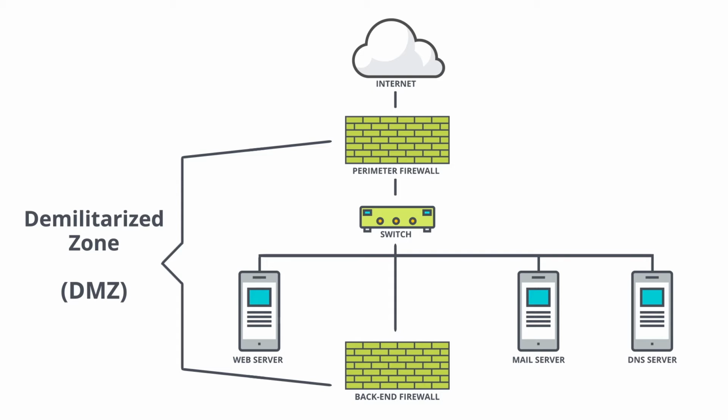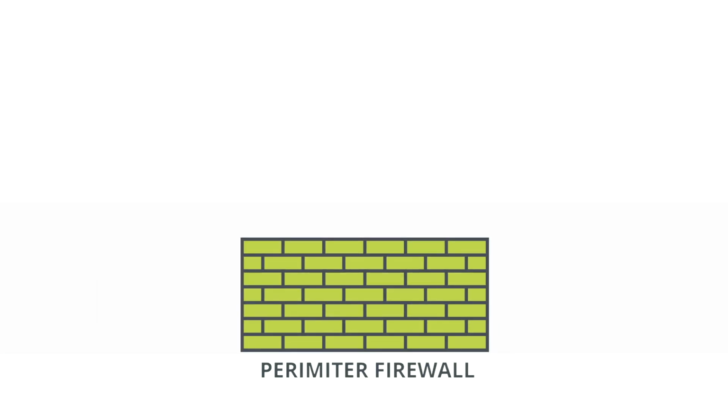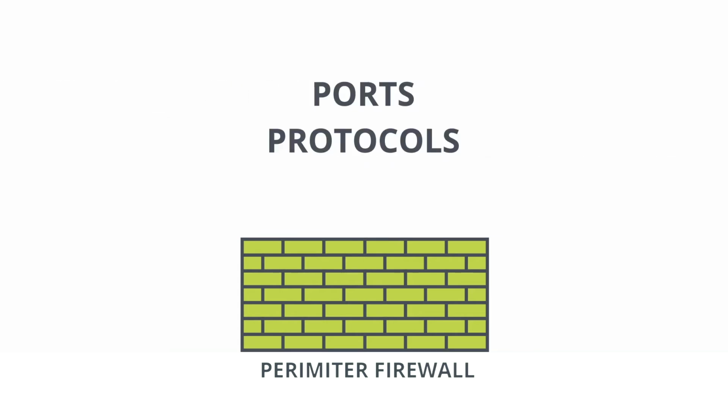The DMZ is where you put things you want almost anyone to have access to. In this space, most companies put their mail server, web server, and DNS server so that anyone on the internet can visit a company's web page, send email to its employees, or obtain IP addresses for web pages. The perimeter firewall lets most traffic into the network, but does filter traffic based on three things: ports, protocols, and IP addresses.